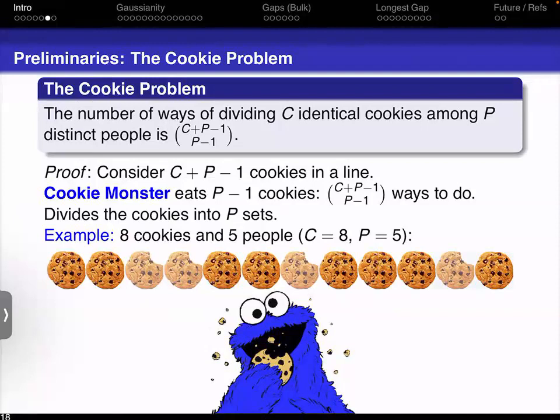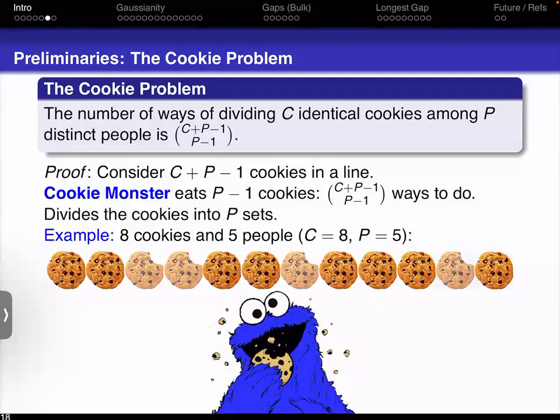So this might bother your sense of fairness that one of the people got no cookies. If that bothers you, we can actually fix that later. For now, we will allow an inequitable distribution of cookies. There is a 1-to-1 correspondence between the number of ways Cookie Monster can eat 4 cookies from 12 cookies, and how many ways we can divide 8 cookies among 5 people. Why did we start with 12 cookies? Because we want to look at C plus P minus 1 cookies.